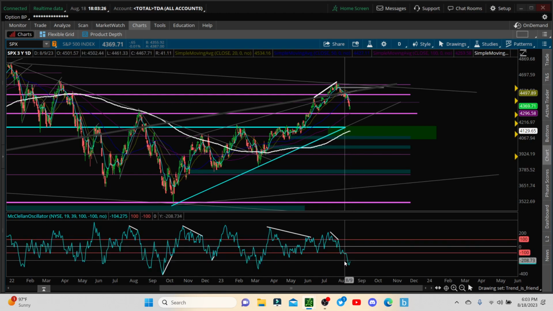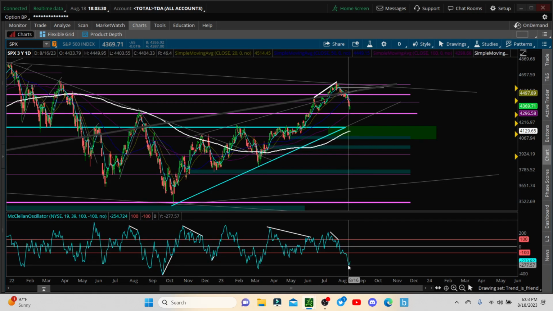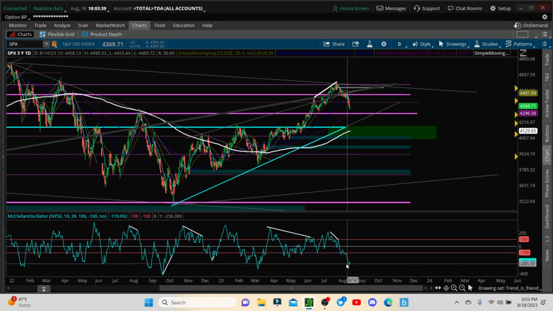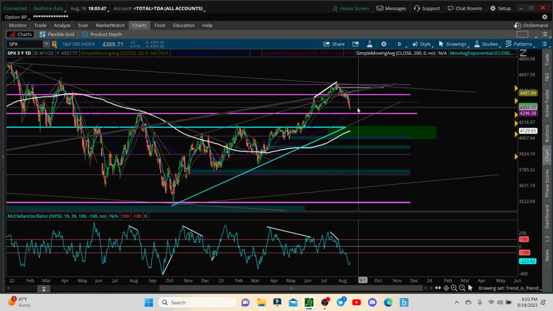So once again, we're getting into that zone where we should probably see some sort of reversal soon. We don't have any divergence, but if we get a little bit of lower price action, maybe this oscillator still rises a bit and gives us a signal to go long into next week. And so we'll be looking out for that.